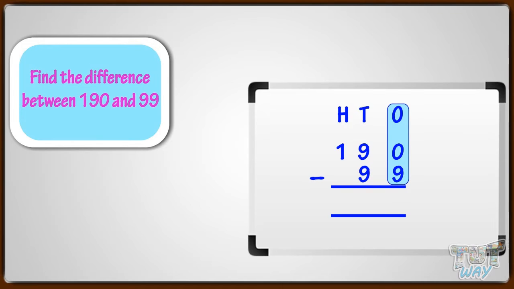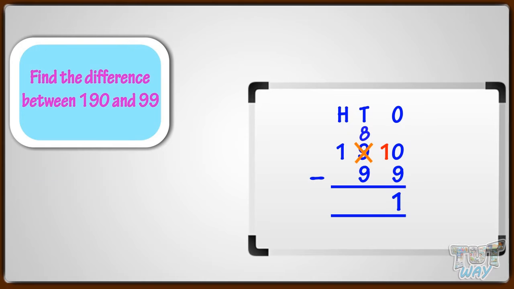Number at tens place is 9. Cross out 9, make it 8, and give 1 to 0. It is 10 now. So we will subtract 9 from 10. 10 minus 9, we get 1. Now write 1 below ones place digits.